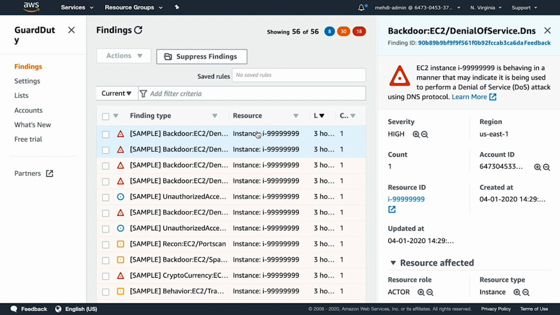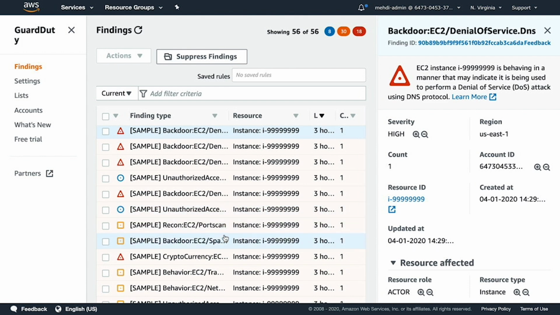So GuardDuty has identified that there may be a denial of service attack originating from one of my EC2 instances. So that indicates that the EC2 instance may have been compromised. There is either a malicious piece of code or an individual who's logged into that instance and has initiated a denial of service attack on some external entity. So we need to investigate that further.